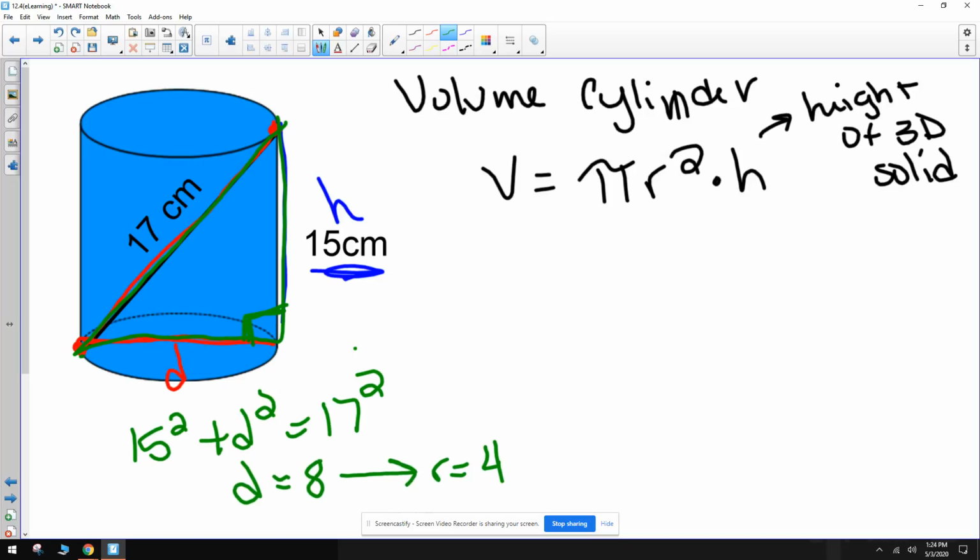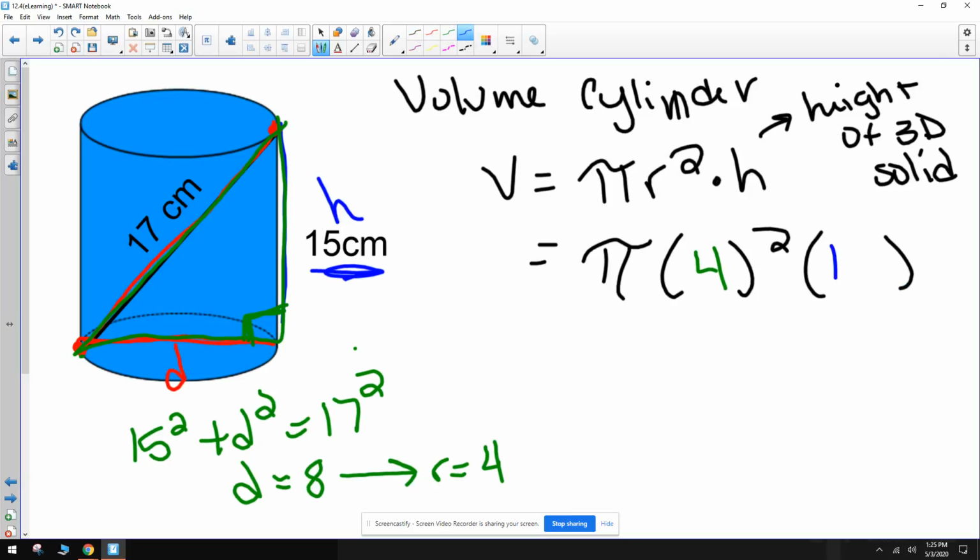So now I have everything I need for my formula. I have pi, and I'm going to take my radius squared times my height. My radius is 4, and my height is 15 because it's the height of the solid. Then I multiply those things together. Traditionally, we leave pi in the answer, especially in the classroom, so I'm going to leave pi in my answer here.